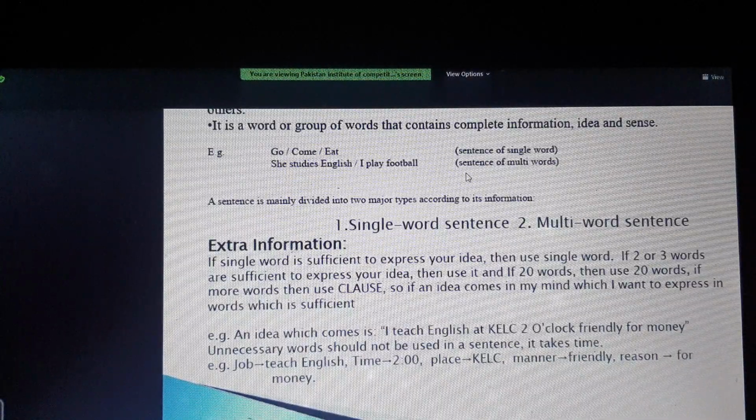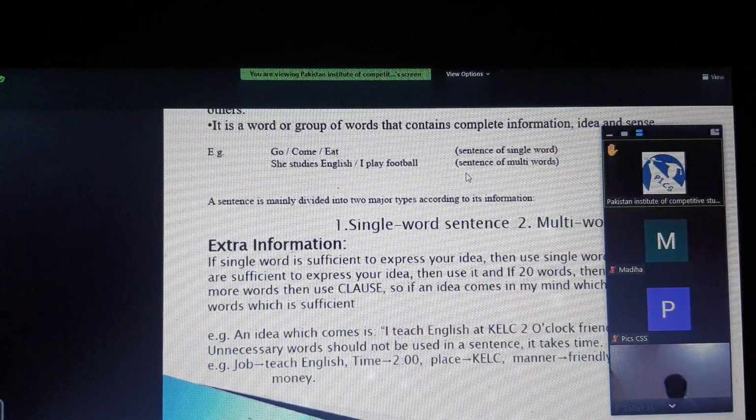So it depends upon your idea. It depends upon your idea. So the exact number of words is not clear. It depends upon your idea.